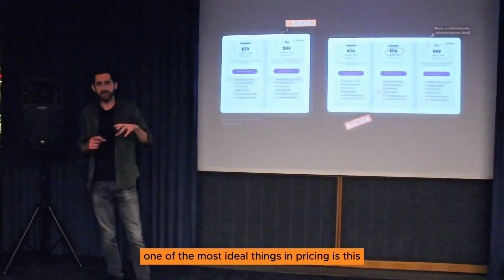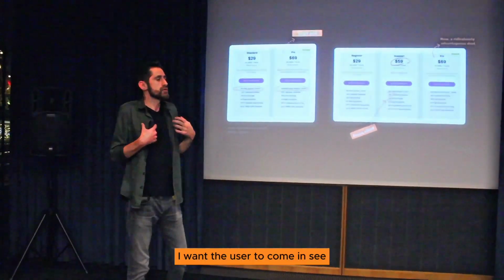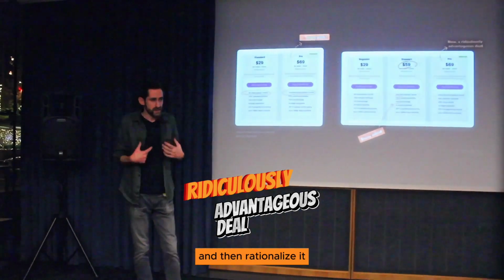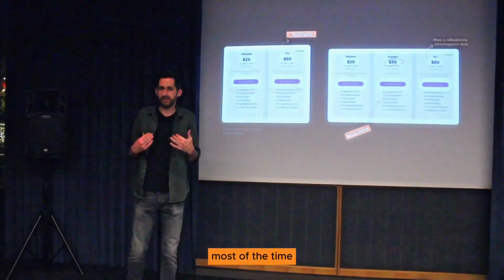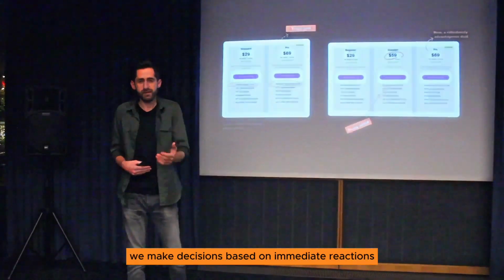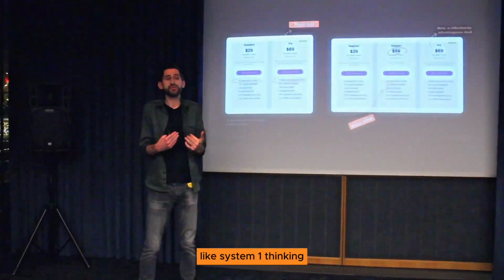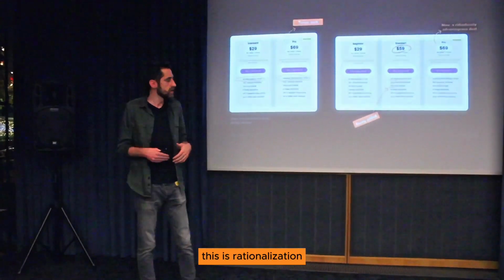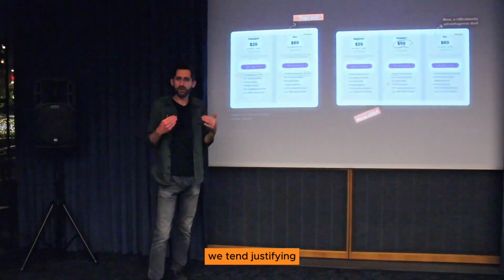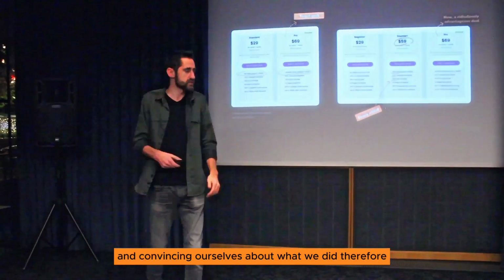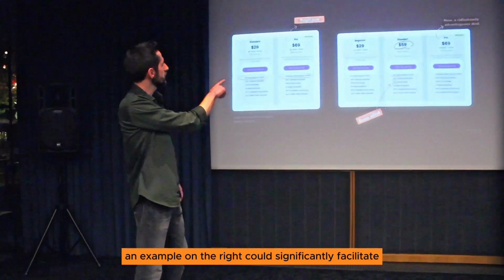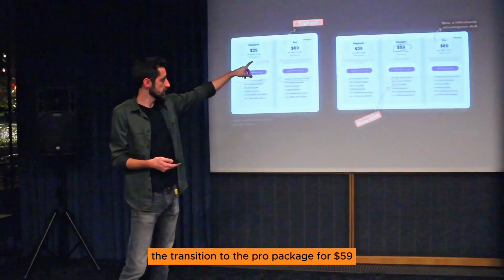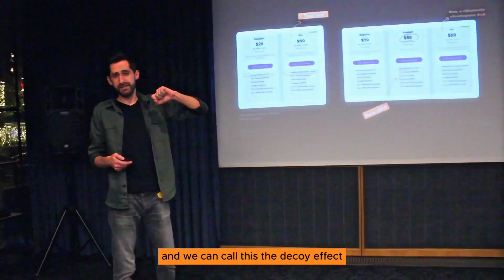One of the most ideal things in pricing is this. I want the user to come in, see a ridiculously advantageous offer, and then rationalize it. Most of the time, we make decisions based on immediate reactions, like System 1 thinking, but later on, we say, yes, I did the right thing. This is rationalization. We tend to justify and convince ourselves about what we did. Therefore, an example on the right could significantly facilitate the transition to the Pro package for $59. And we can call this the Decoy effect.